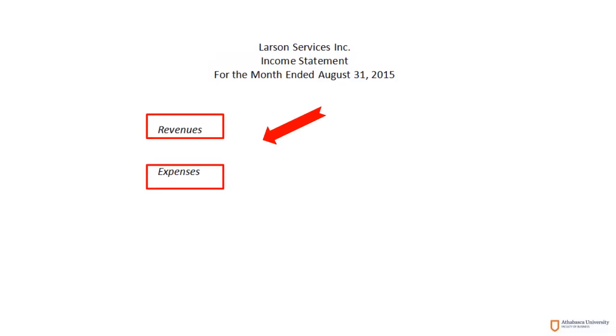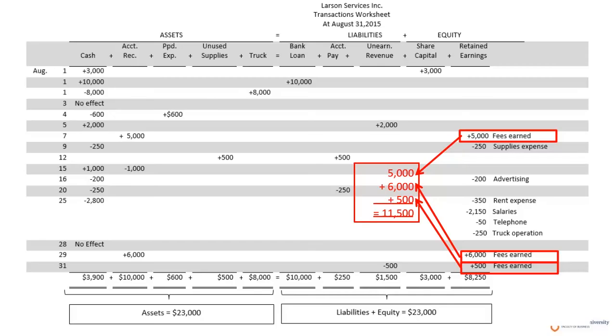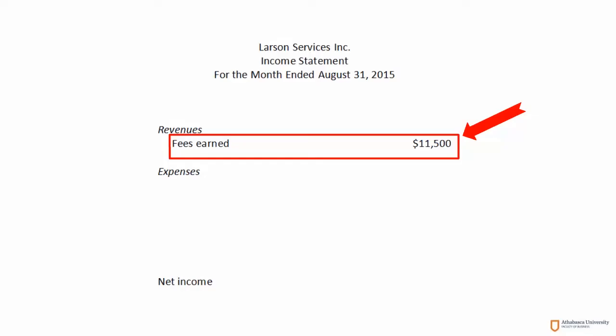The income statement lists the revenues and expenses, the difference of which equals net income, or a net loss if expenses are greater than revenues. On the Transactions Worksheet, there are 3 revenue transactions totaling $11,500. That amount is included in the revenue section on the income statement.